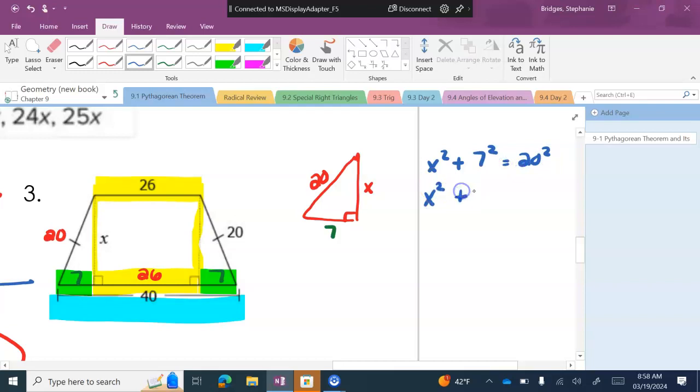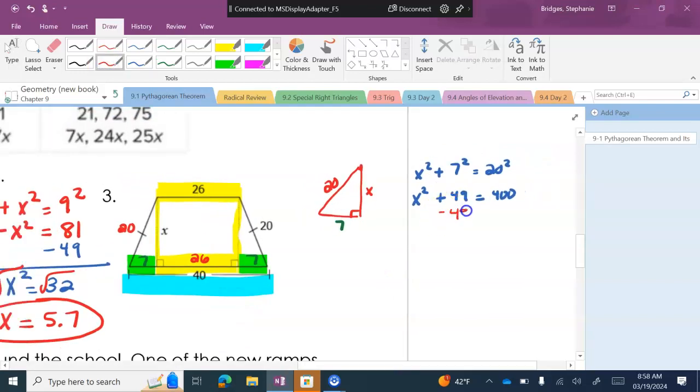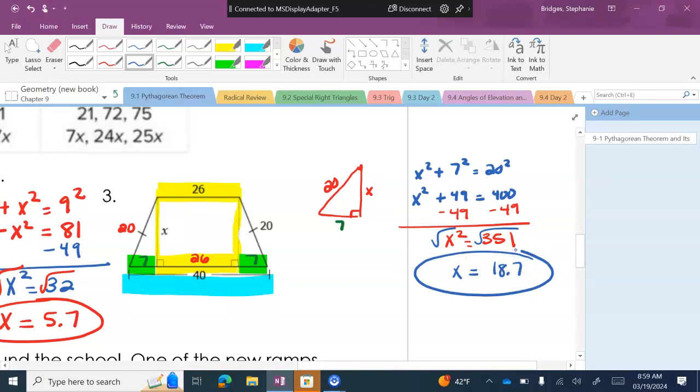What is 7 squared? 49. What is 20 squared? Okay. And then what do I do first? Subtract the 49. So that's going to be x squared equals, thank you. And then we're going to take the square root of both sides. 18.7. Okay. Everybody else get 18.7? Any questions there?